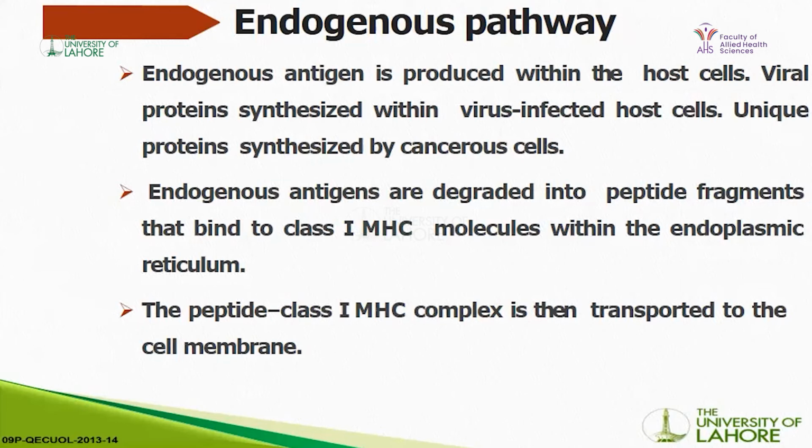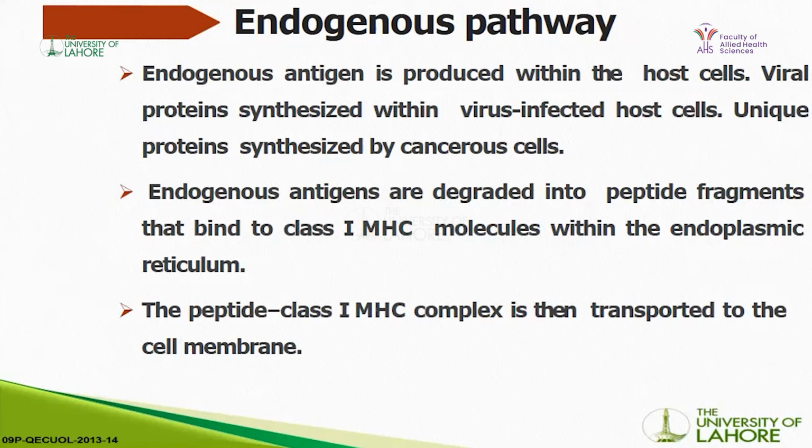Apart from this, we know that cancer cells have oncogenes, and oncogenes produce some oncoproteins, and these oncoproteins can act as endogenous antigens. So in the endogenous pathway, the endogenous antigens will be processed and fragmented into small sizes, and these small fragmented antigenic parts will be presented through MHC class 1 molecules. The endogenous antigens will be degraded into peptide fragments, and those peptide fragments will be bound with the MHC class 1 molecules within the endoplasmic reticulum.